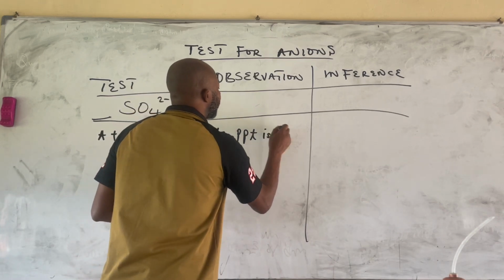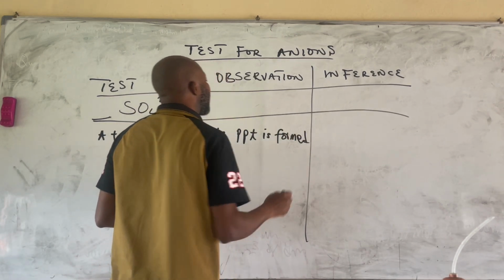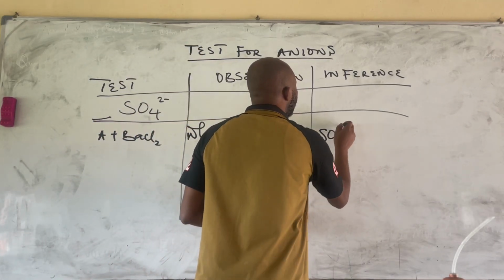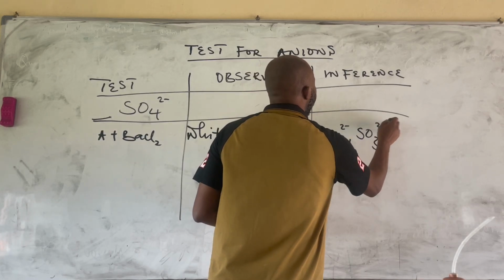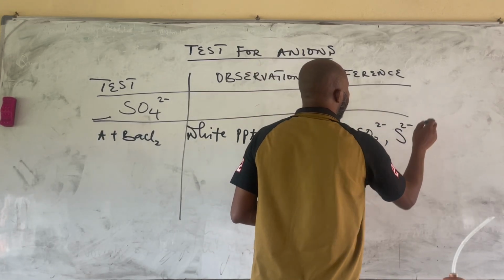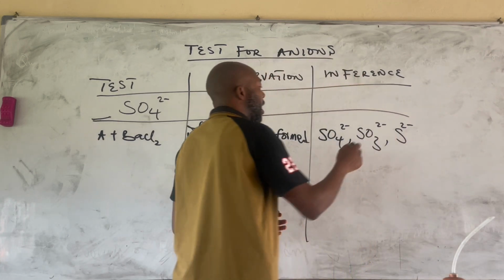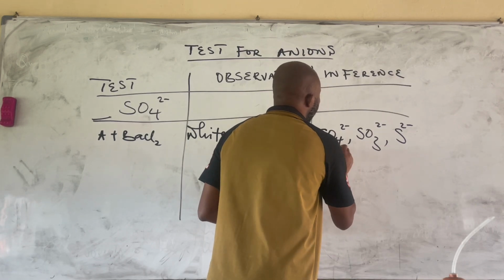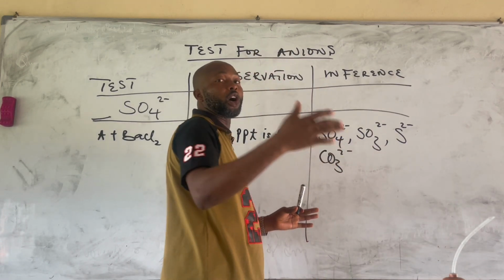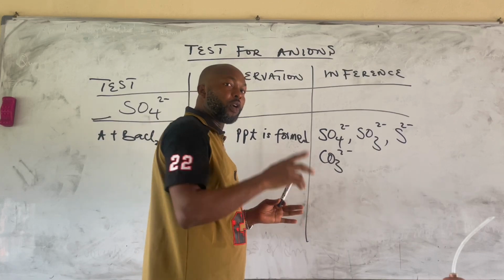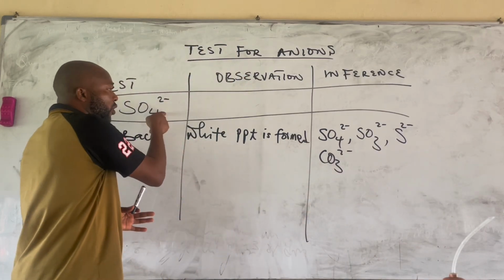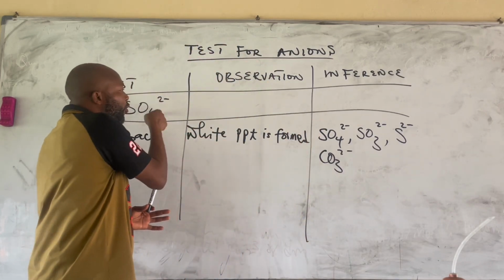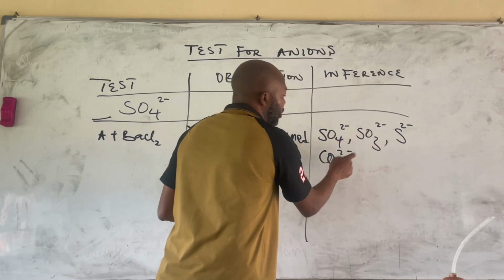White precipitate is formed. Now, what are the other anions that give a white precipitate? We say SO4 2 minus, SO3 2 minus, S 2 minus, etc. are probably present, even CO3 2 minus. These are probably present because all of them will give us a white precipitate. But remember, what we are looking for is SO4. Now we have to look at distinct characteristics that will tell us that it is SO4 and not SO3, S 2 minus or CO3.